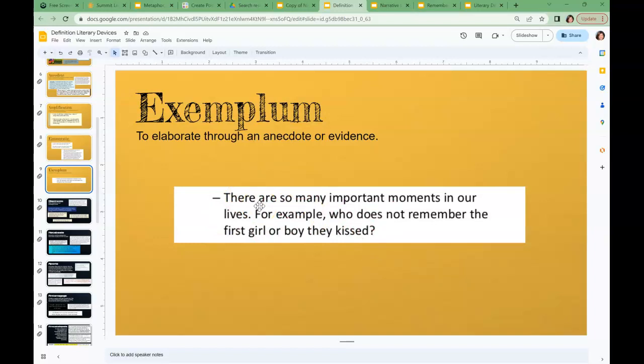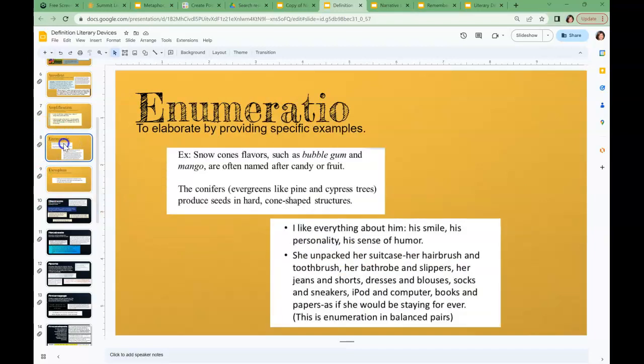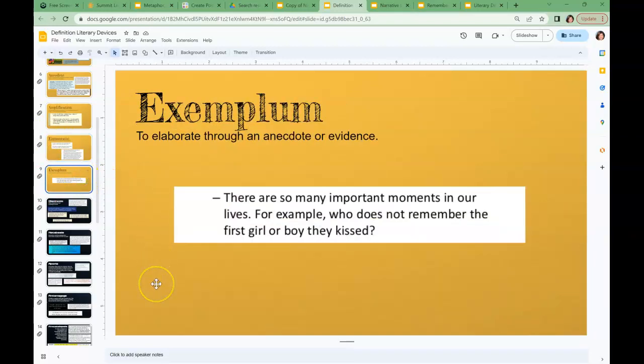Do be careful. Sometimes examples are listed and they feel a lot like these more simple lists. But if the list is more complex, it might be exemplum. A really good indication of that, that sometimes students miss, is if you see a list of something that has numbers to it, those are considered examples.